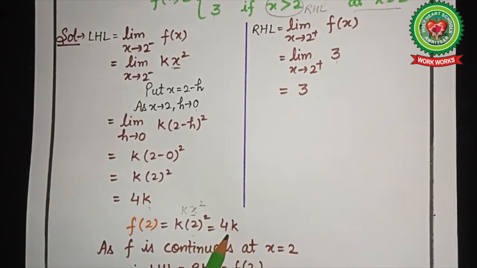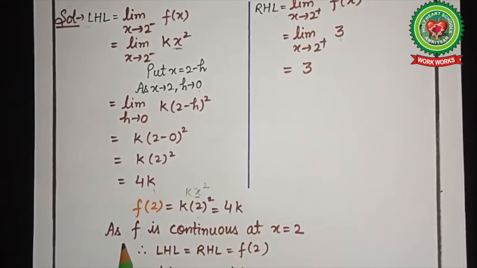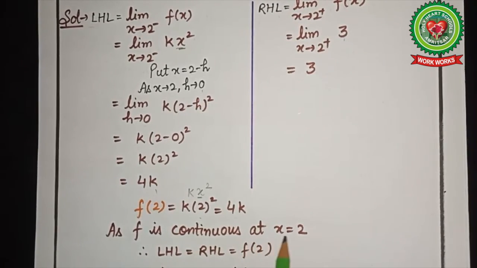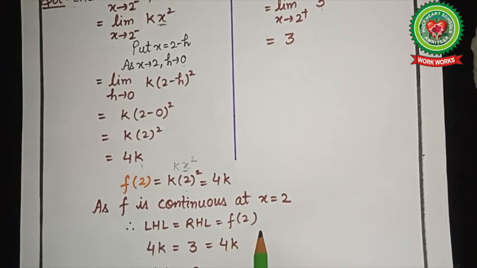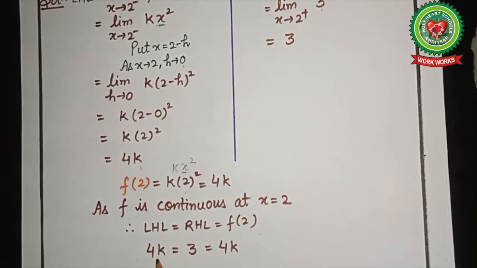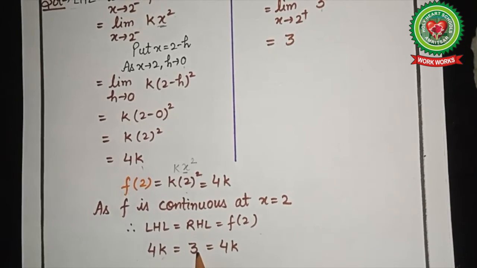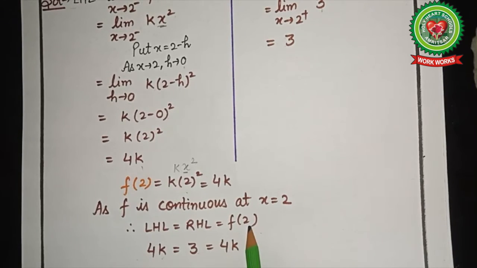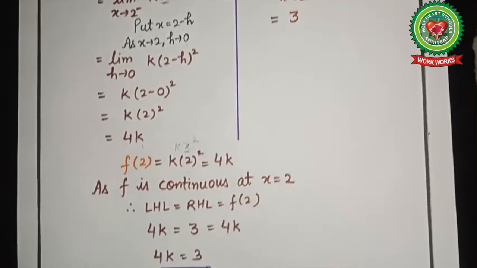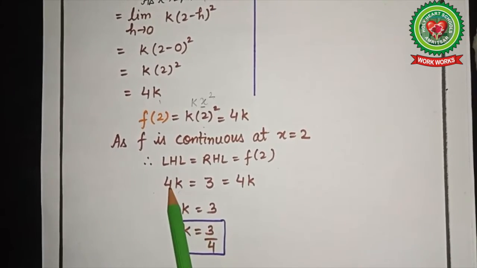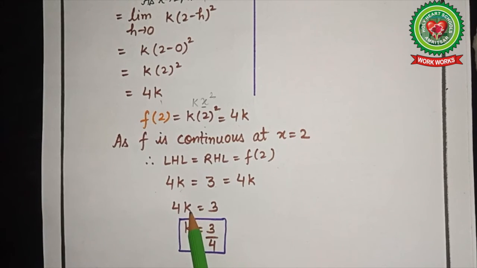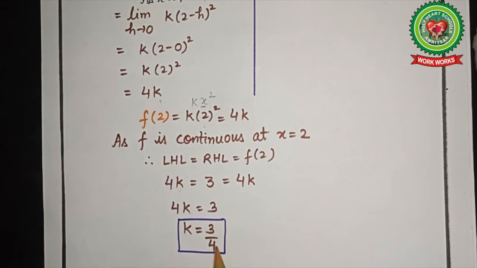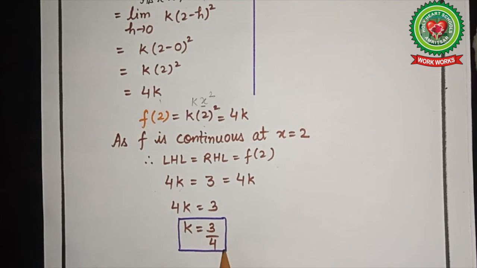So the answer is 4k. As f is continuous at x equal to 2, all these values are equal. So put the values: left hand limit is 4k, right hand limit is 3 and the value of the function at point 2 is 4k. Now on simplifying, 4k is equal to 3. So from here we get the value of k, that is 3 by 4.